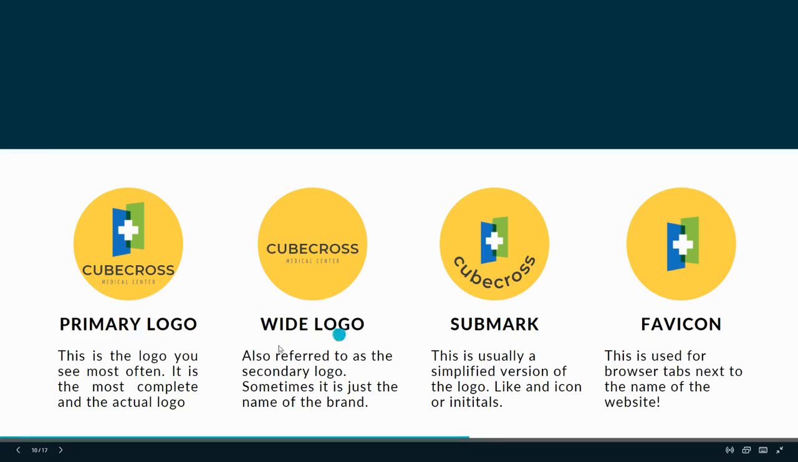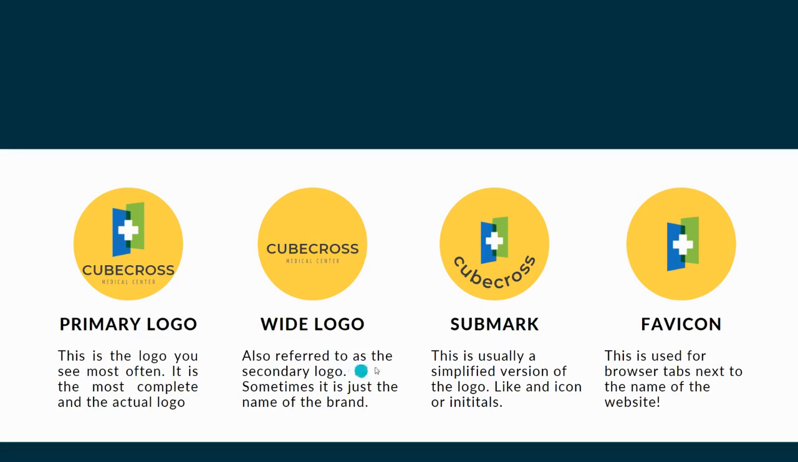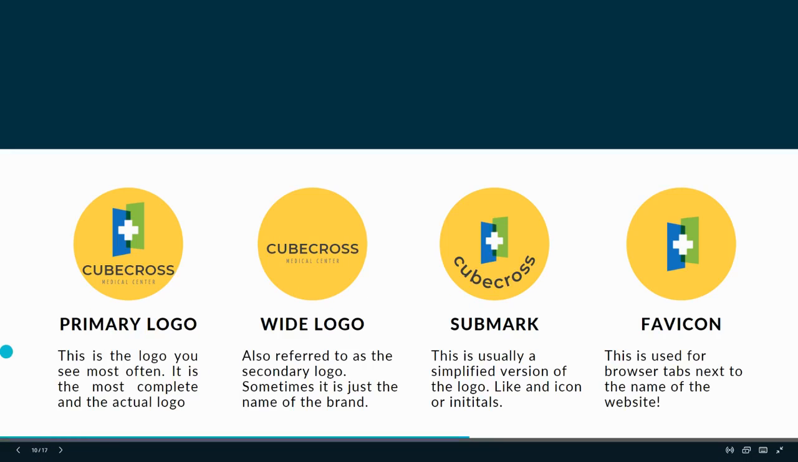Then you have your wide or horizontal logo, and this is also referred to as the secondary logo, and sometimes it's just the name of the brand. This is usually what can go on your website if your primary logo is a little too much. Sometimes people would just use the wide logo.